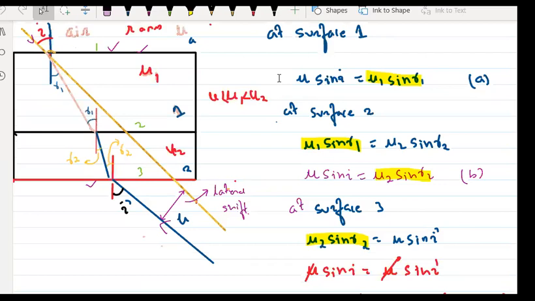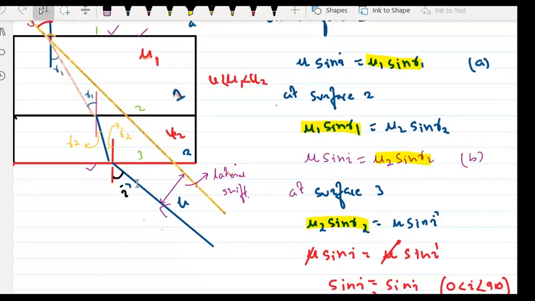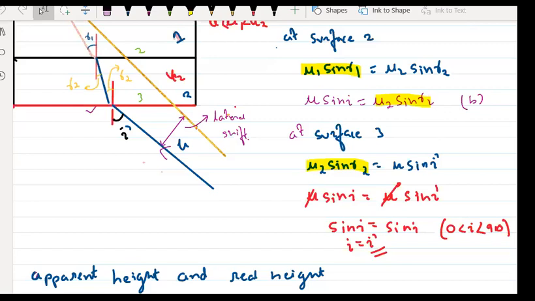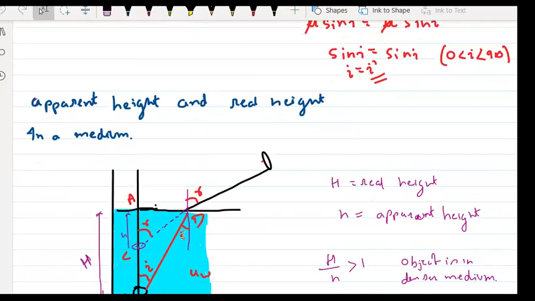Yes, very good. And we also studied that the angle of incidence for the first surface is equal to the angle of refraction for the last surface. We have proved it. The only thing that will change is the shift in incident ray and emergent ray. This blue one is your emergent ray and this golden one is your incident ray, and this shift is called lateral shift. Then the second concept we studied is about apparent height and real height.